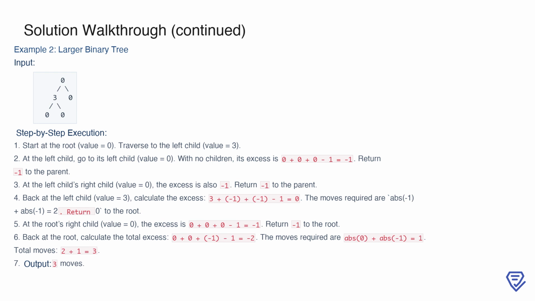Returning to the root, we calculate its total excess. The root has 0 coins, receives 0 from the left child, and minus 1 from the right child, resulting in a total excess of minus 2.